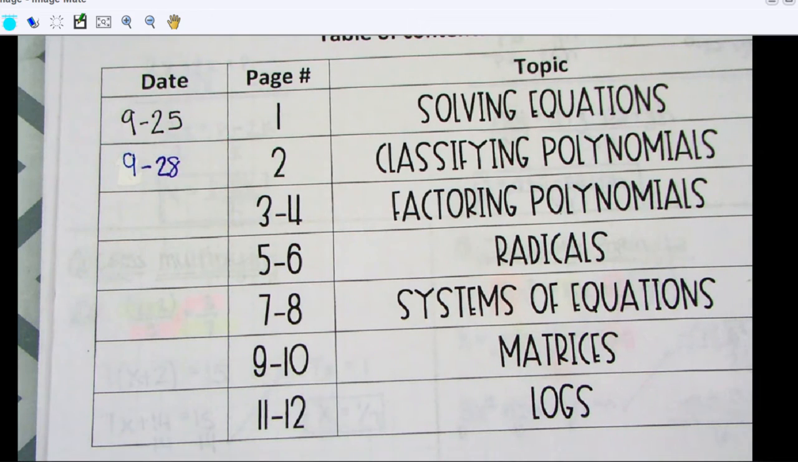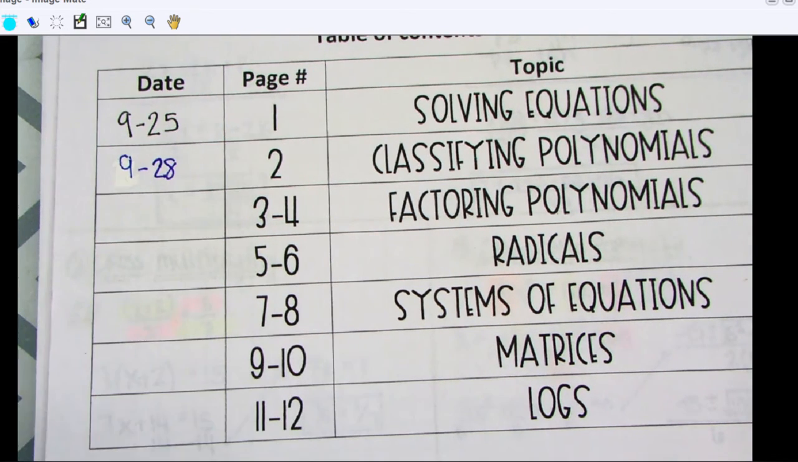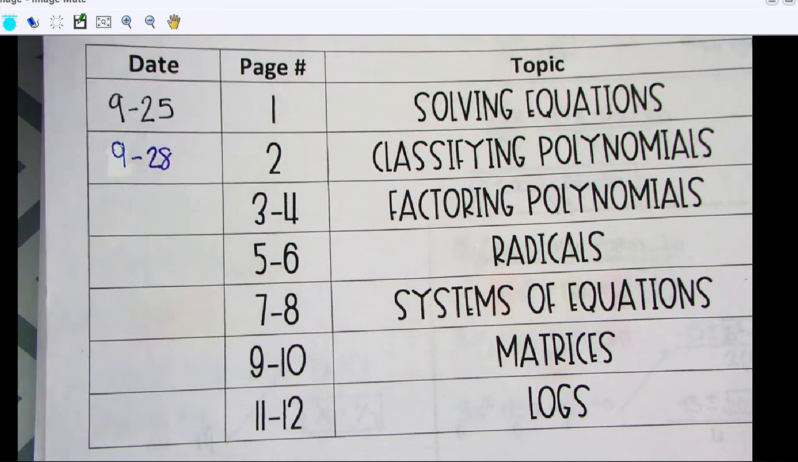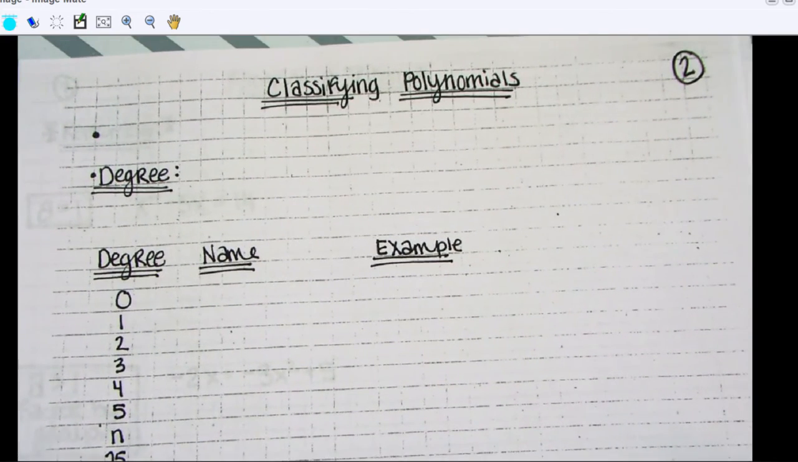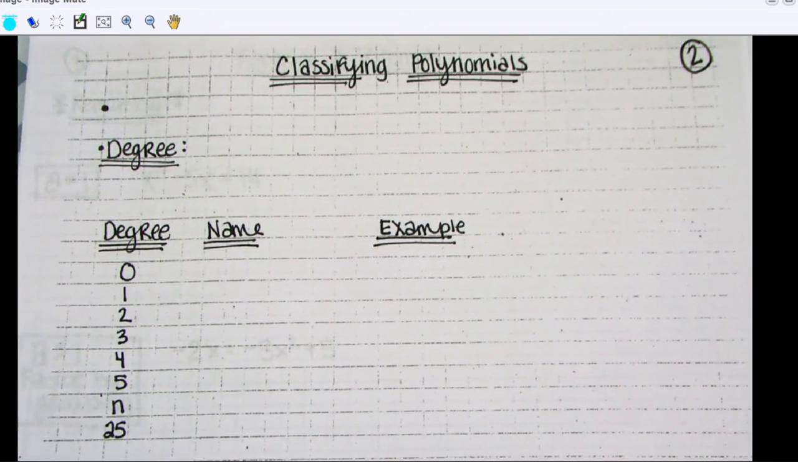So our goal is to do just page 2 and part of page 3. Okay, we already did that page. So let's talk about classifying polynomials. This is an Algebra 2 topic. You might see it in Algebra 1. I honestly don't remember if it's just Algebra 1 exclusively.